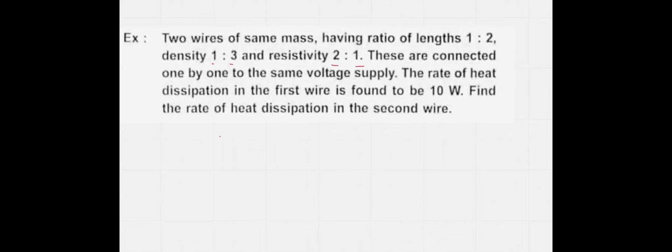So let's write one by one. Resistivity ρ1 by ρ2 is given as 1 by 2. Density d1 by density d2 is given as 1 by 3. Length is also given to us: L1 by L2 is given as 1 by 2.